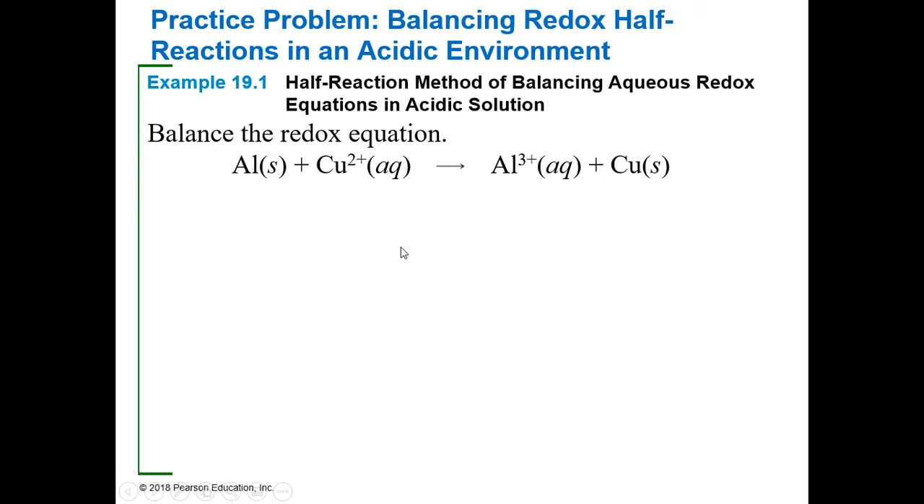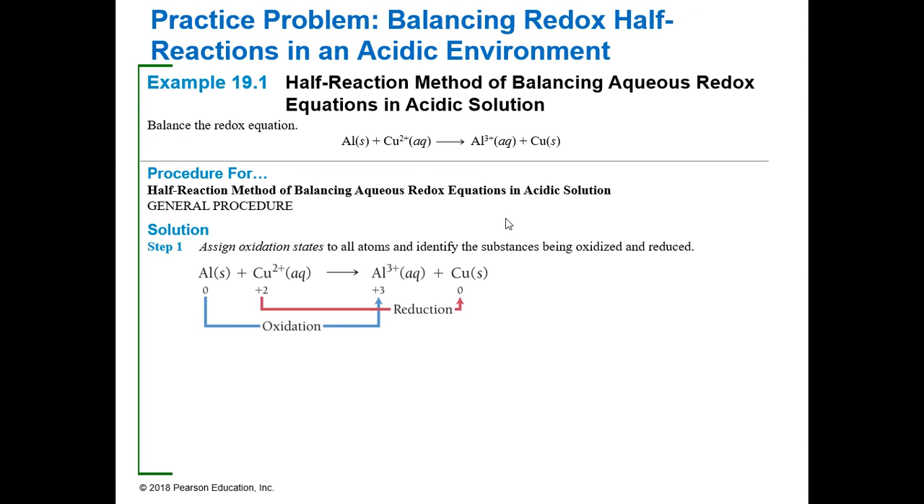Okay, I can automatically tell it's not balanced because on the left, I have a +2 charge. On the right overall, I have a +3 charge. So that is not balanced. This is an acidic solution, so that does make a difference when we get to our hydrogens. In this case, there aren't any hydrogens, so it's actually not going to matter. First step, though, assign oxidation states.